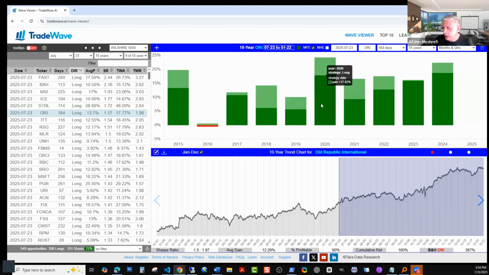Why is that good? That's good for short-term bursts, because some opportunities come up with a low Sharpe ratio but a high TWR. What that means is, year after year, this stock has gone up sharply, then dropped. Gone up sharply, then dropped. Well, I want to know that because on short-term trading, I want to jump in and out.